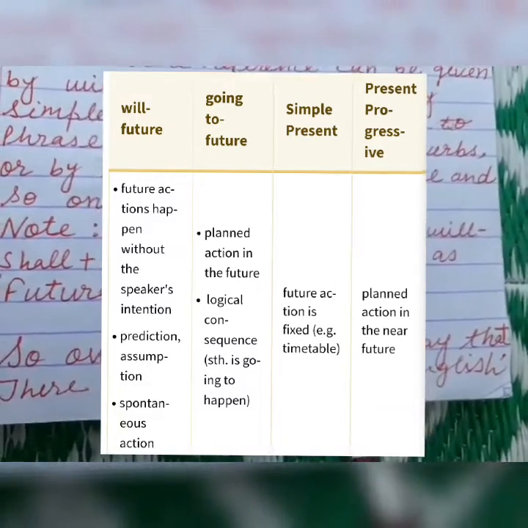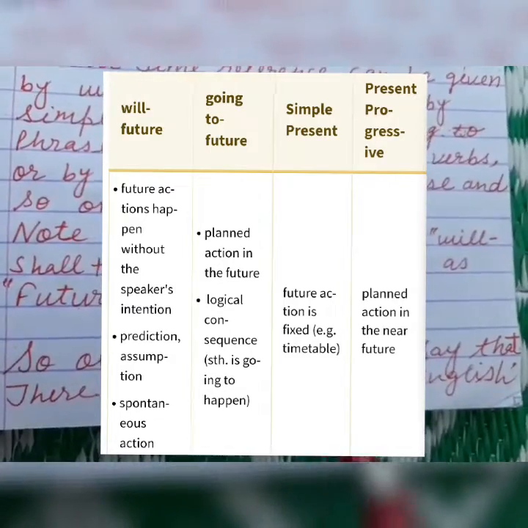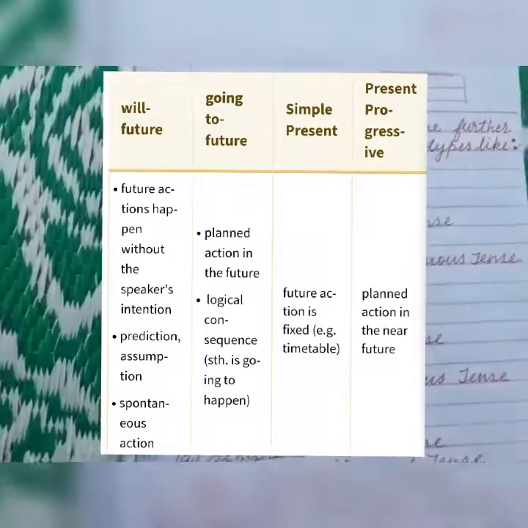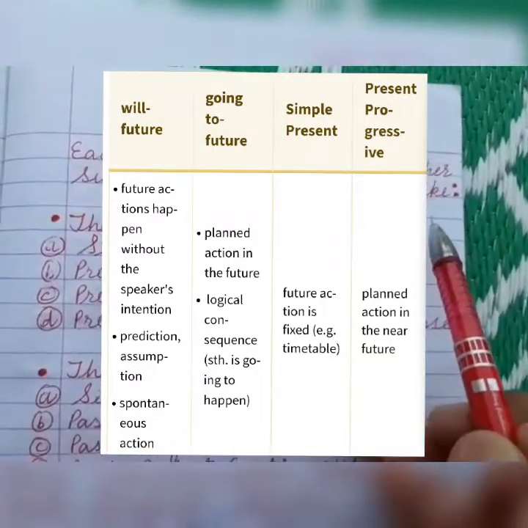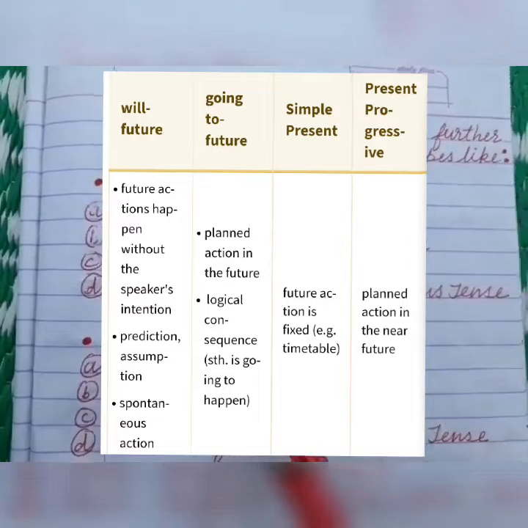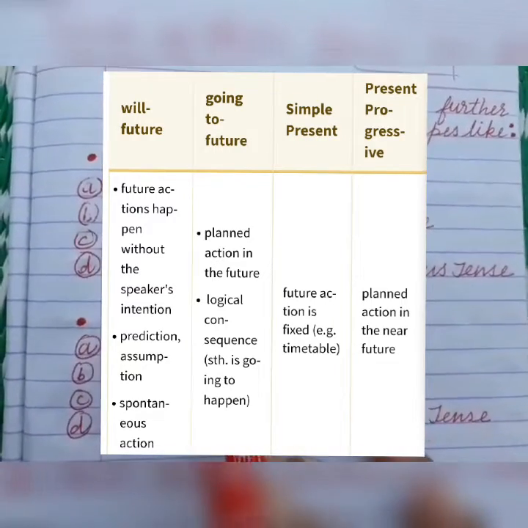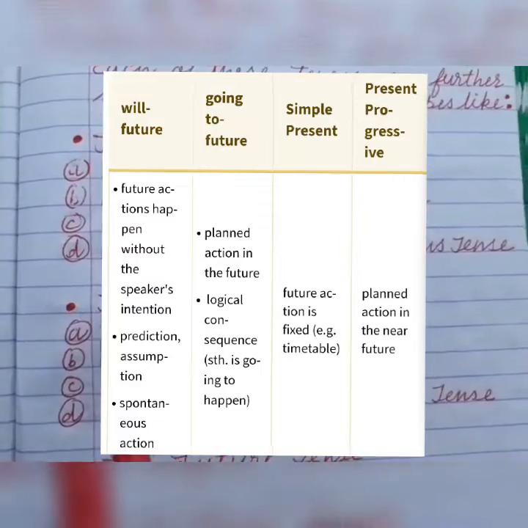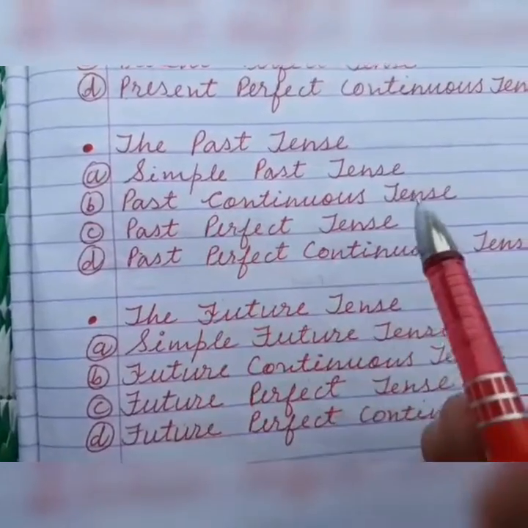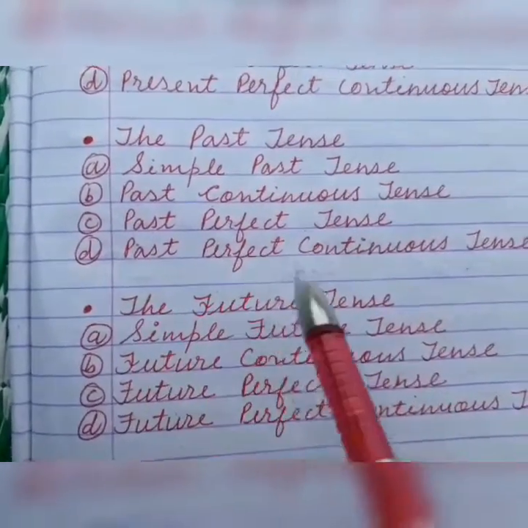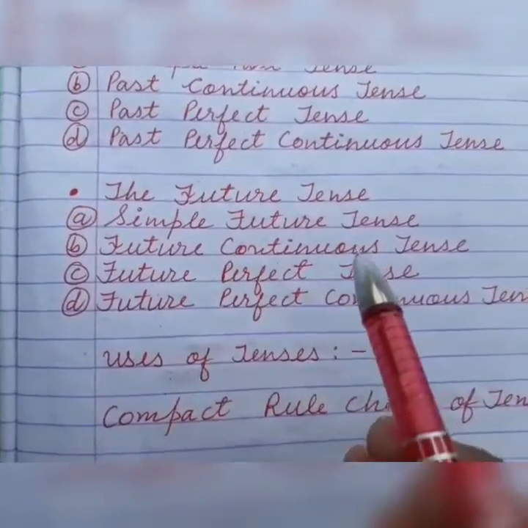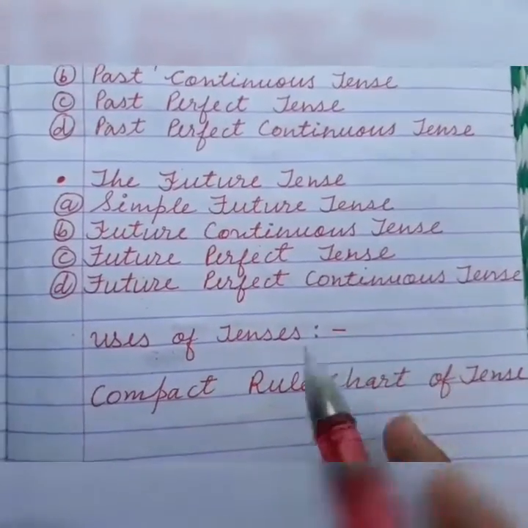So overall you can say that there are three tenses in English: present tense, past tense and future tense. Each of these tenses is further subdivided into four types. The present tense is divided into simple present, present continuous, present perfect, present perfect continuous. In the same way, past tense: simple past, past continuous, past perfect, past perfect continuous. In the same way, future tense: simple future, future continuous, future perfect, future perfect continuous.